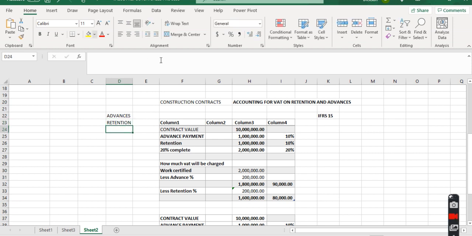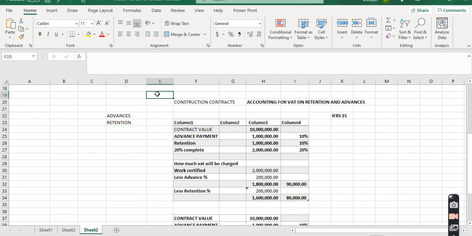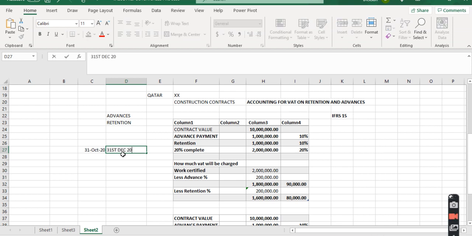Let's take an example of a construction project where we have a project with, let's say, Qatar Airways, project XX, and we assume that the contract started on the 1st of October, let's say 31st October 2020, and that as of 31st of December 2021, we had completed 20% of the contract.